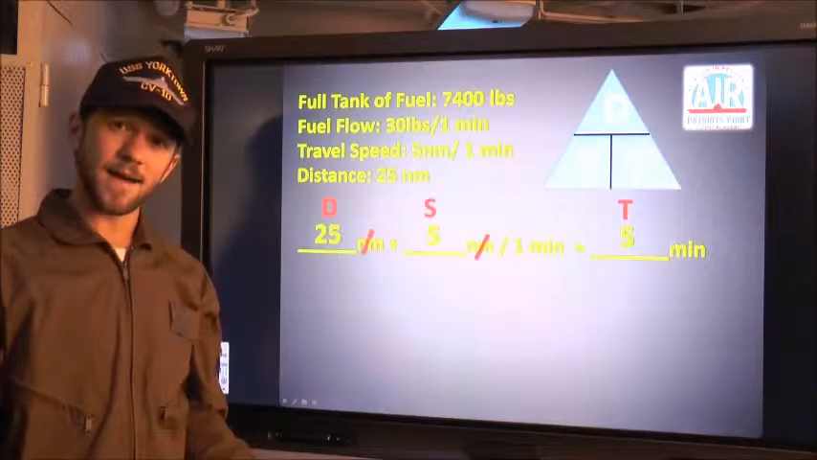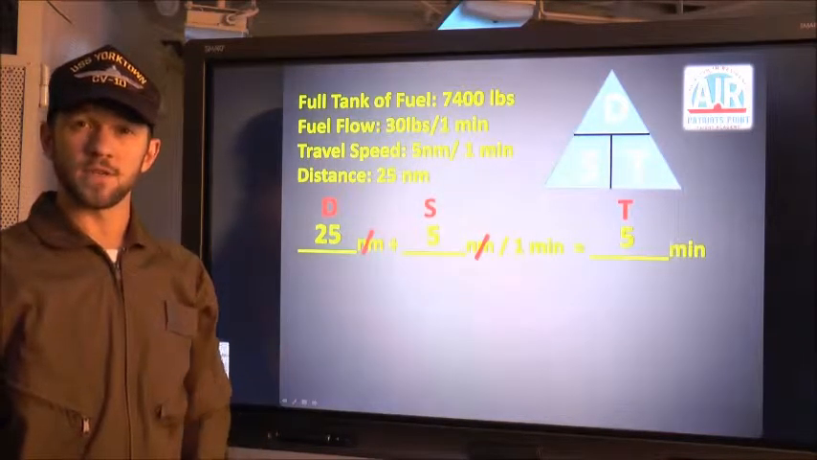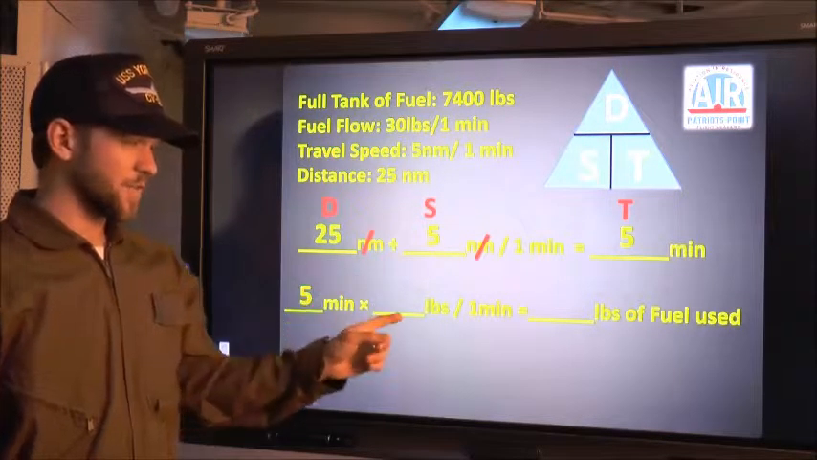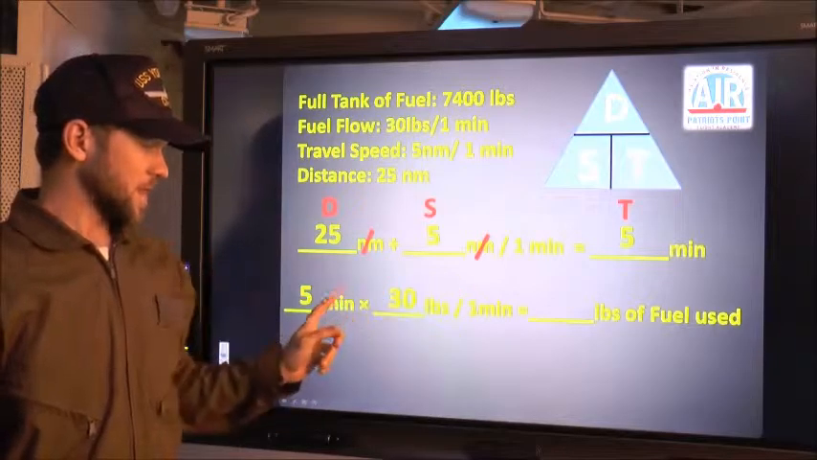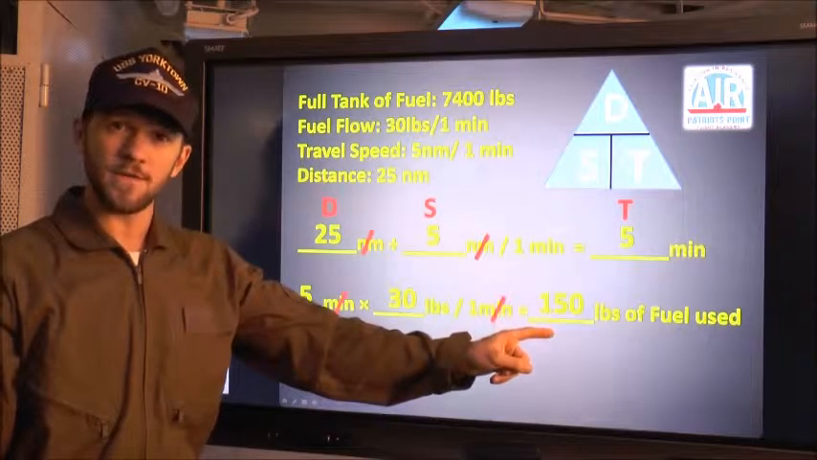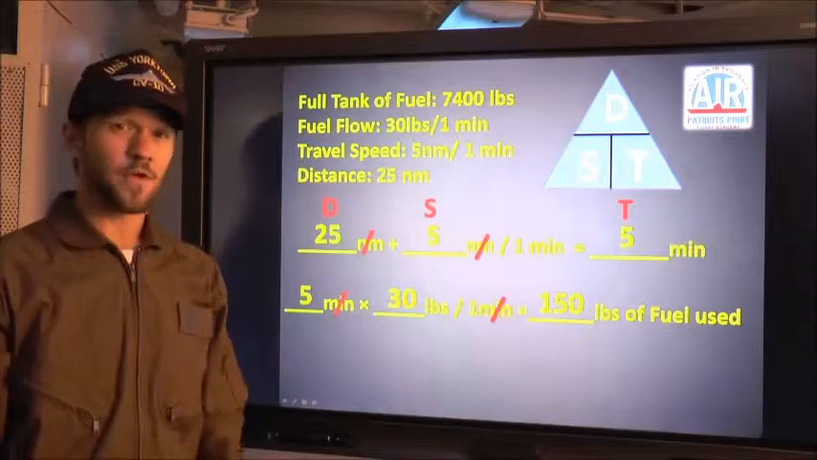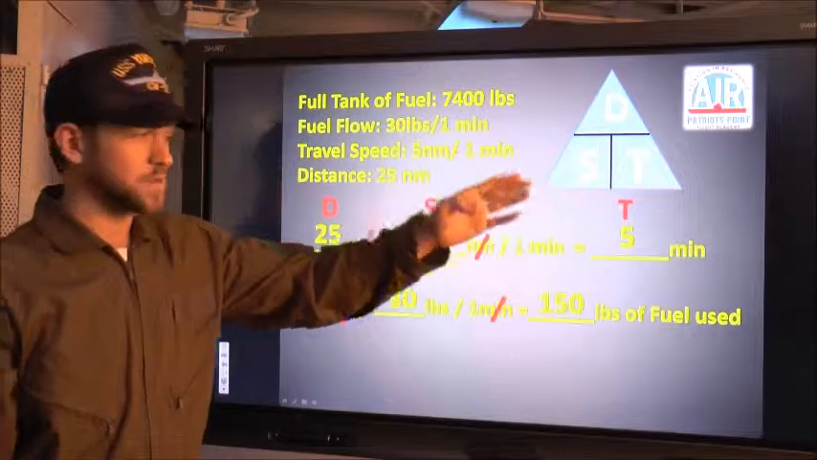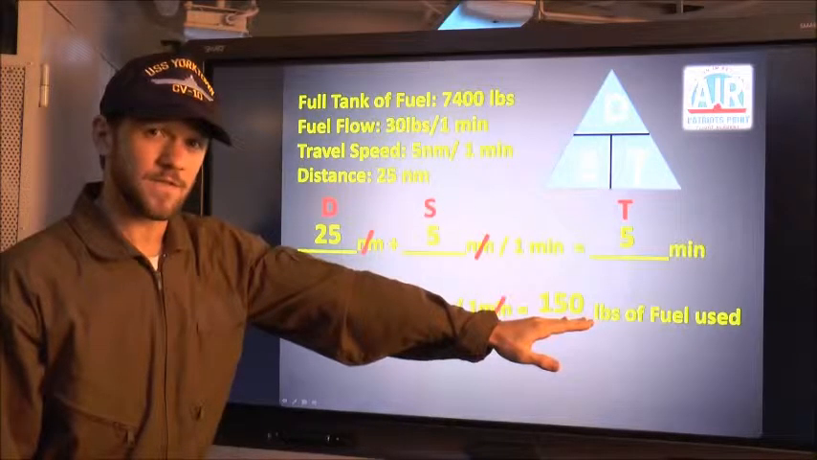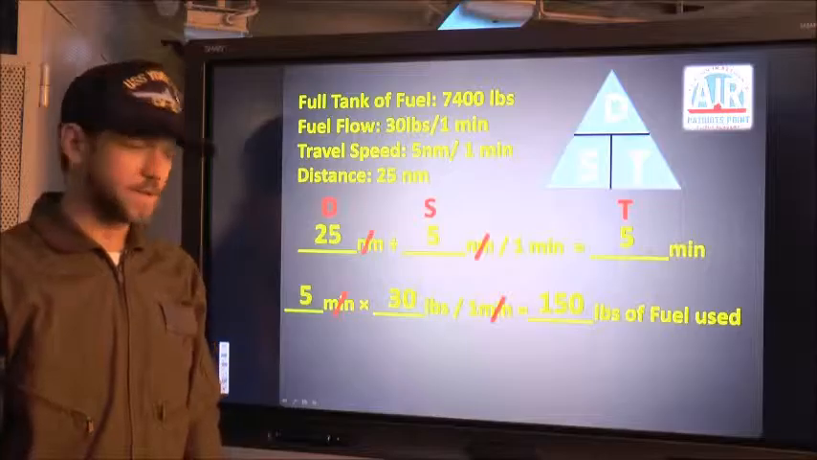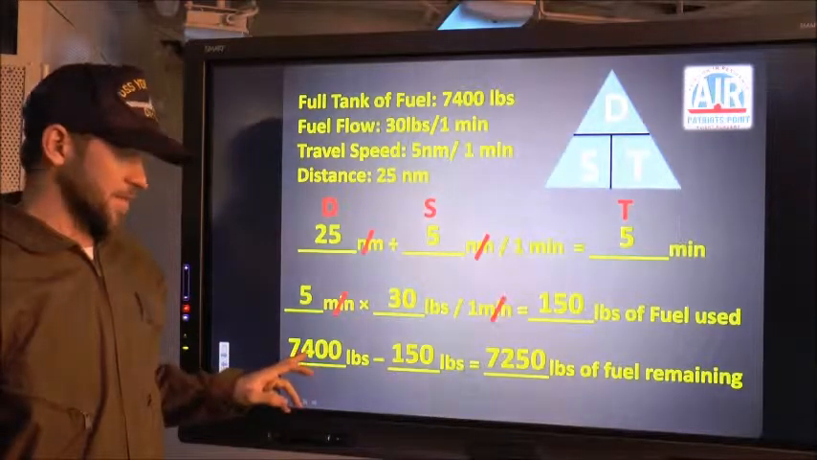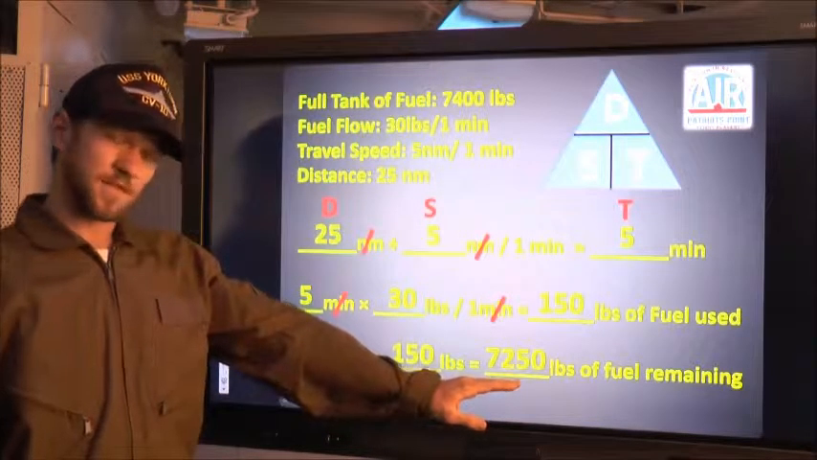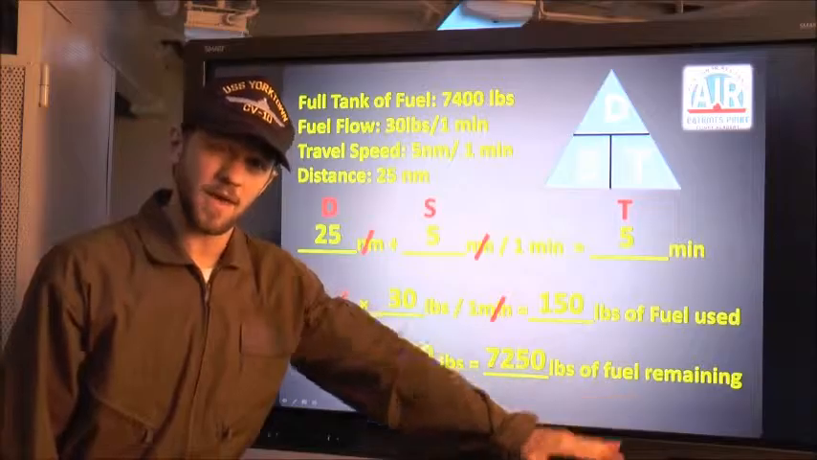Now we can take this time and use it to calculate how much fuel we're going to use. So let's set that up. Here we have 5 minutes times our 30 pounds per minute. The minutes cancel, and that gives us 150 pounds of fuel used. The only thing left is to take our full load of gas, 7,400 pounds, subtract the fuel used, 150 pounds, and that'll give us how much fuel we have left. So we have 7,400 pounds minus 150 pounds gives us 7,250 pounds of fuel remaining.